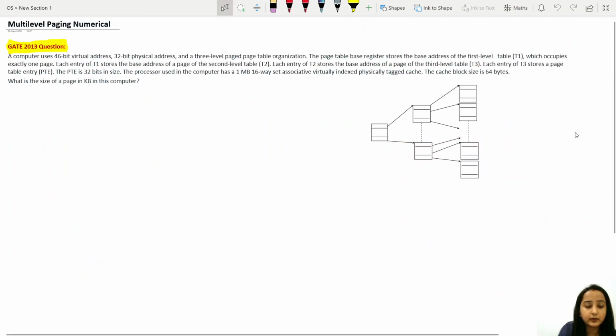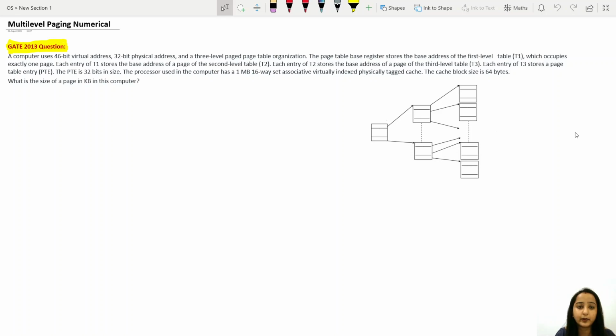So there is a GATE 2013 question based on multi-level paging. It says a computer uses a 46-bit virtual address and a 32-bit physical address, and a 3-level page table organization is followed.